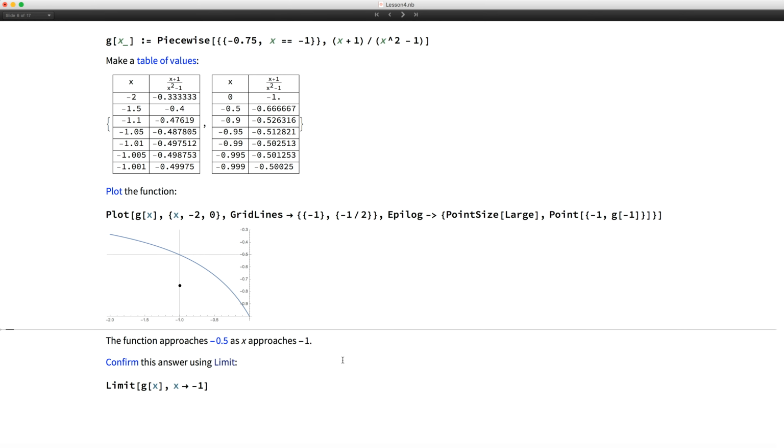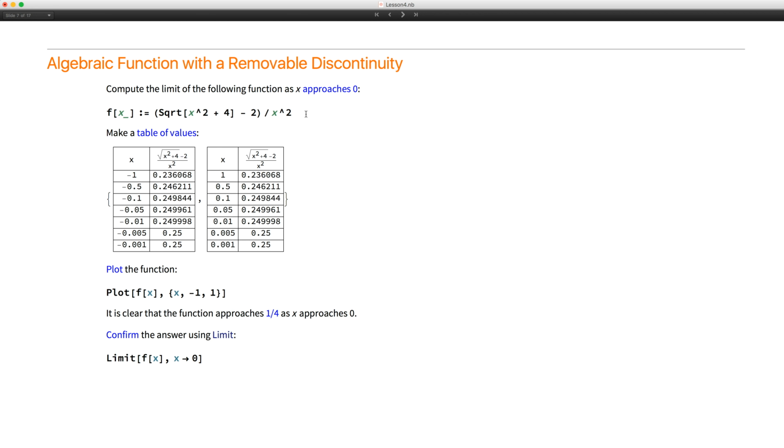So in fact, the limit does seem to be negative 0.5. So let's confirm that over here, and you do get back negative 0.5 for this piecewise function limit. So now let's go on to a slightly more complicated example, namely an algebraic function.